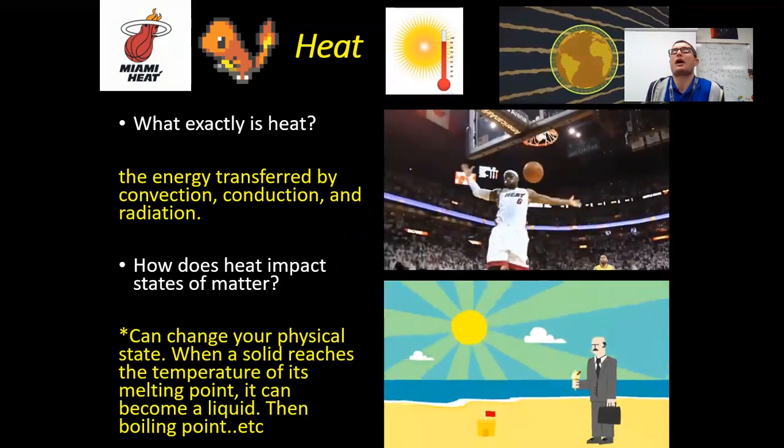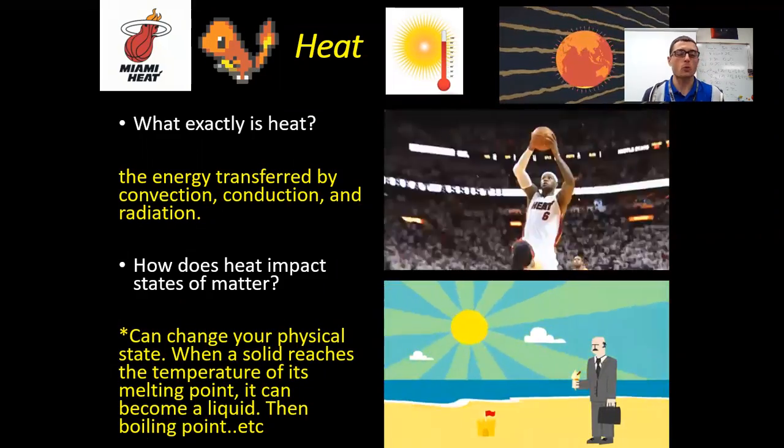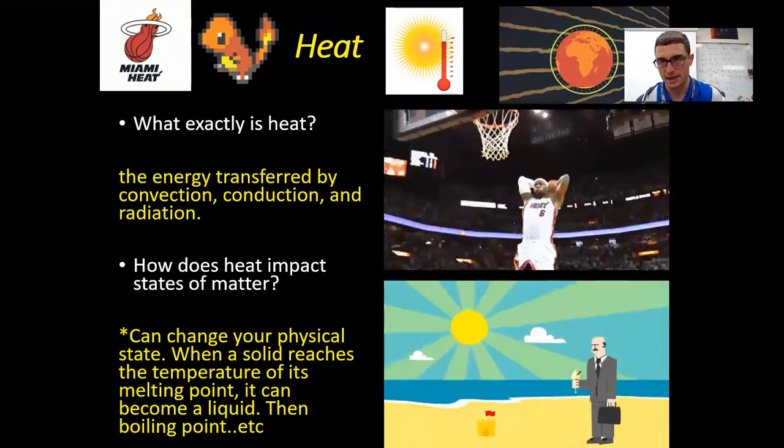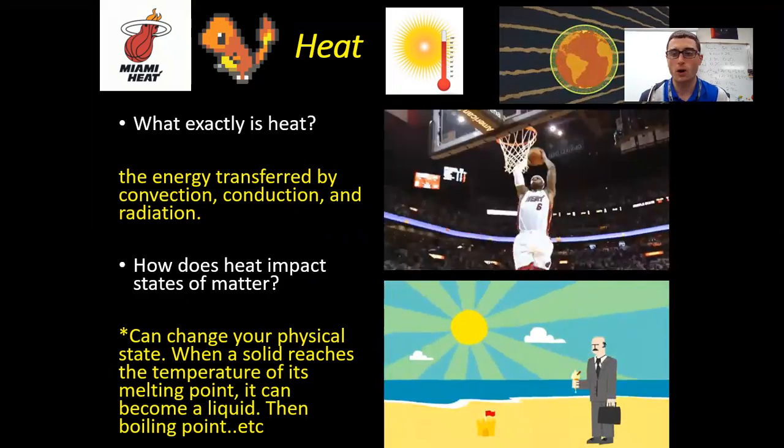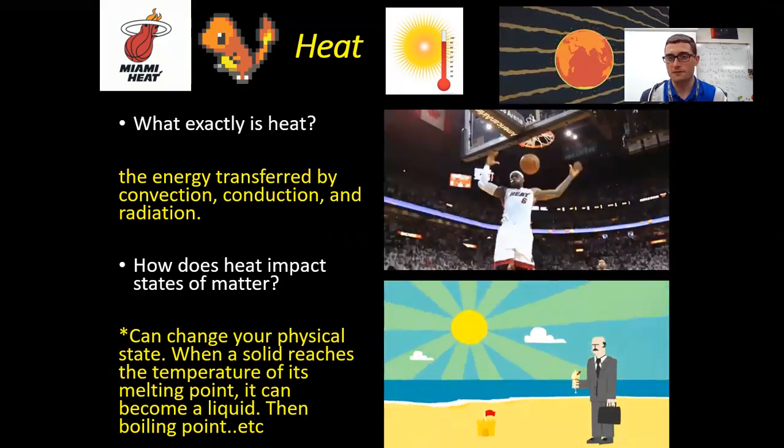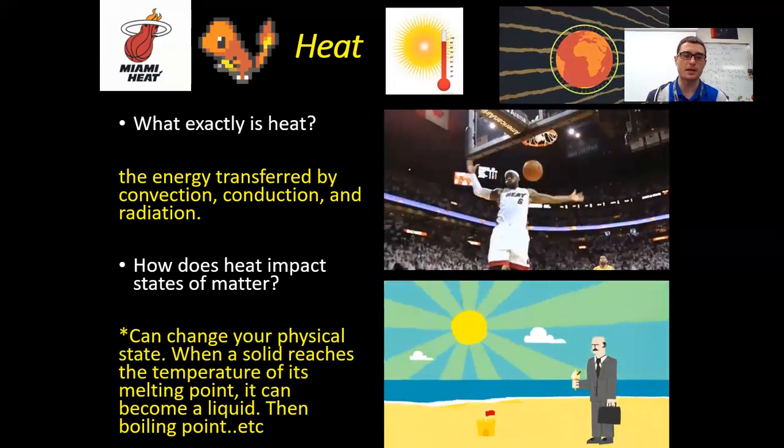Heat, we know heat is hot. We know what heat feels like, right? But what is it in word context, right? What is the meaning of it? It's just particles moving around, right? The faster the particles, the hotter the object may be, okay?